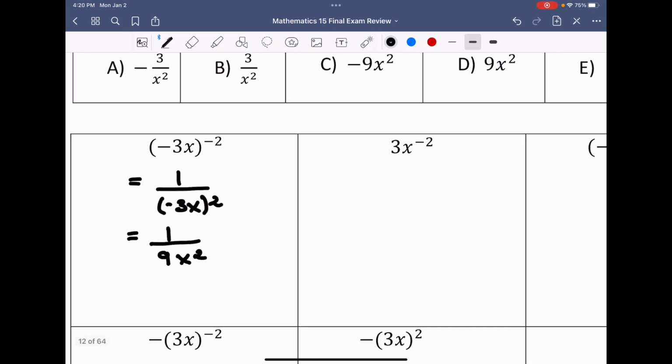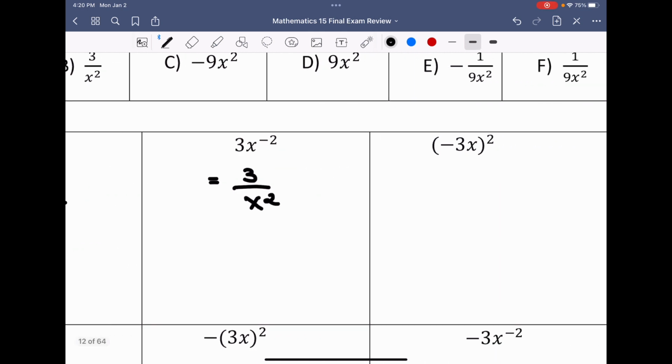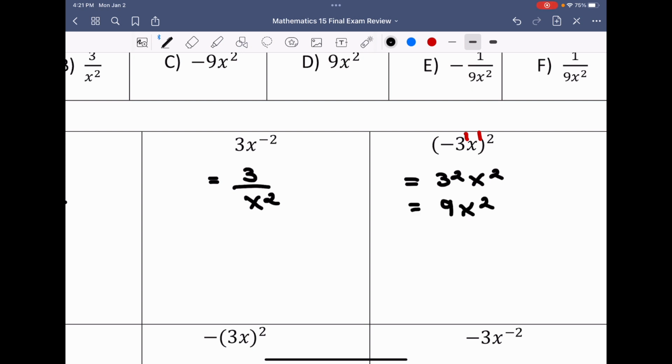Okay, let's move on to the next one. The 3 stays because it is just a coefficient not attached through brackets. The x squared moves to the denominator. In our next one here, we know that an even exponent of 2 is going to make any negative positive. And going by the distribution of power rule, it's going to become 3 squared times x squared, which is equal to 9x squared.